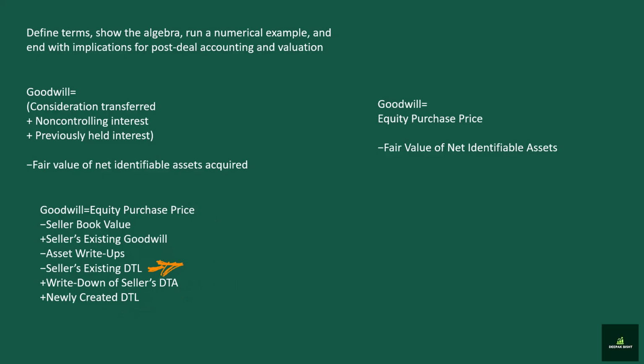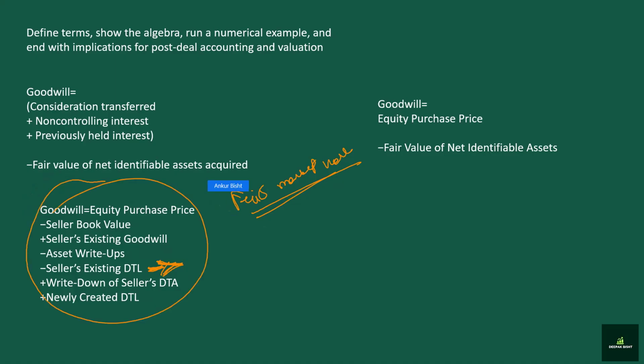And when you write up an asset to fair value, you often create a temporary DTL. This goodwill will only be created if we are doing a purchase. We are buying the company's assets at fair market value, and then only goodwill will be created. So understand this: this is how the formula makes sense.